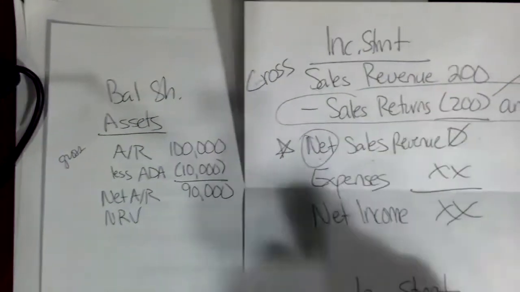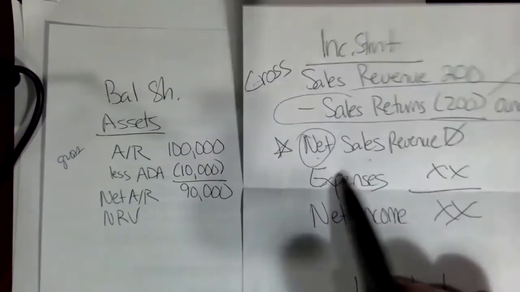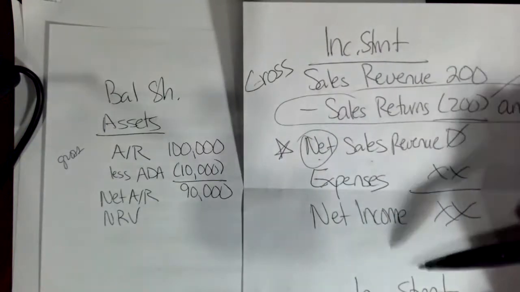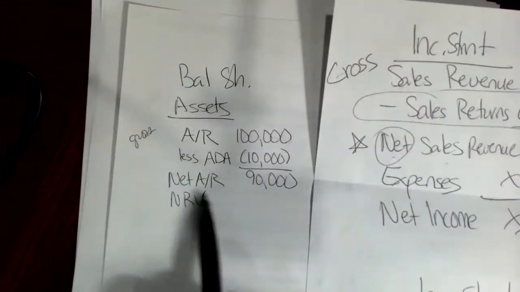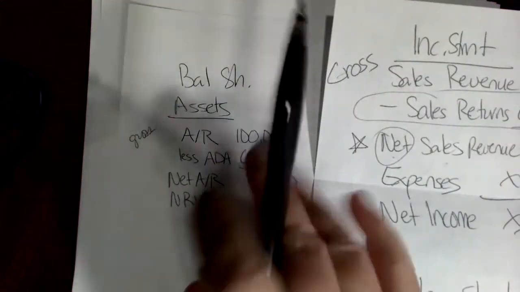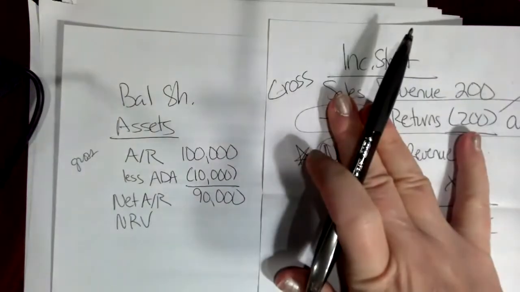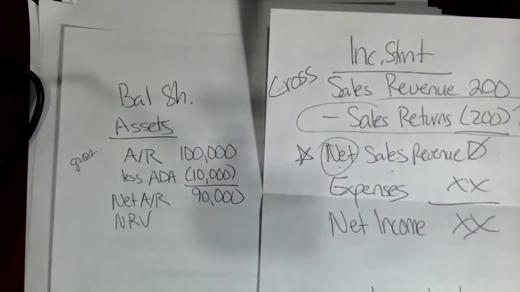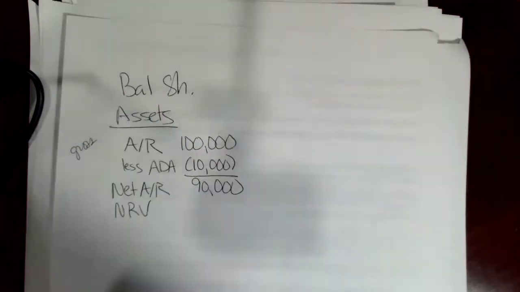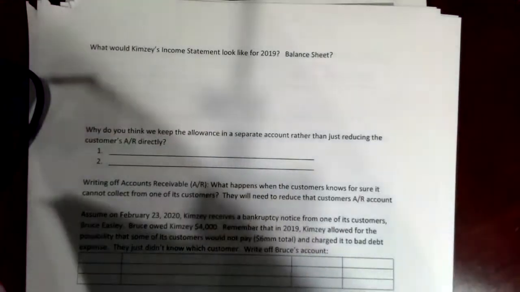So sometimes looking at them side by side helps you remember. Net sales revenue or net sales is reported on the income statement. Net AR is reported on the balance sheet because one's an asset, one's a revenue. So you need to know all kinds of stuff about that. And really the only way to get comfortable is just work lots of problems with it.